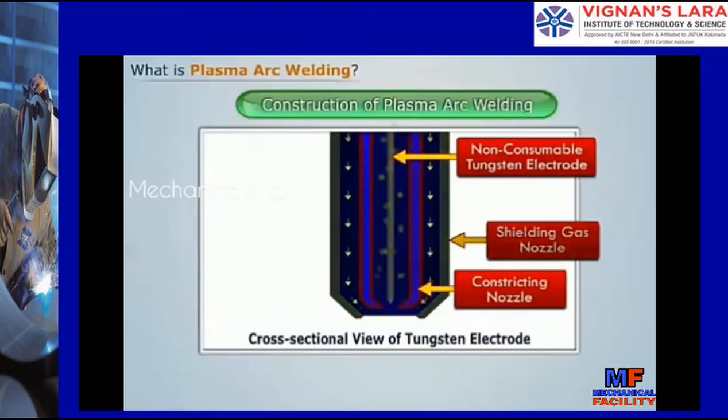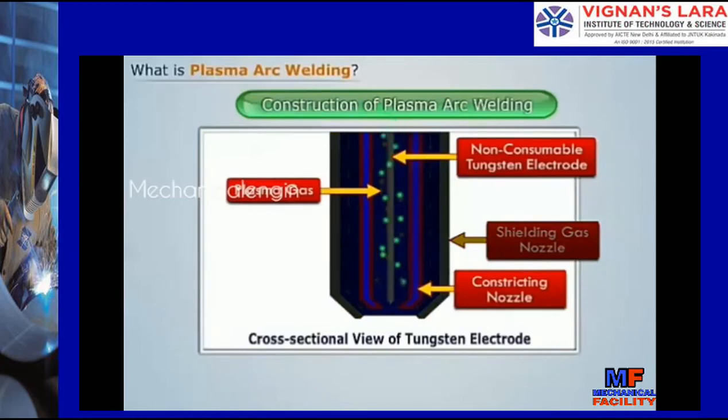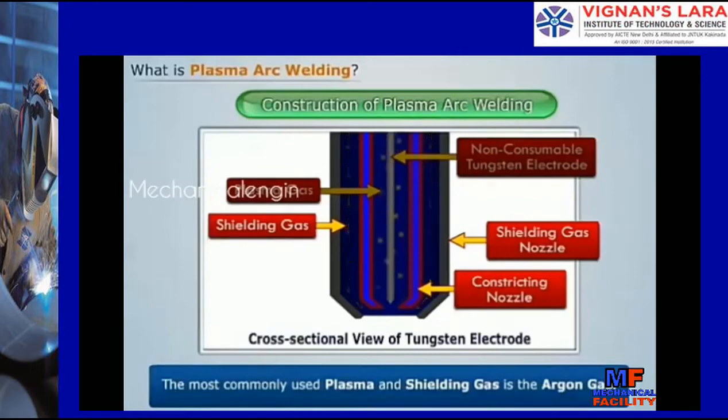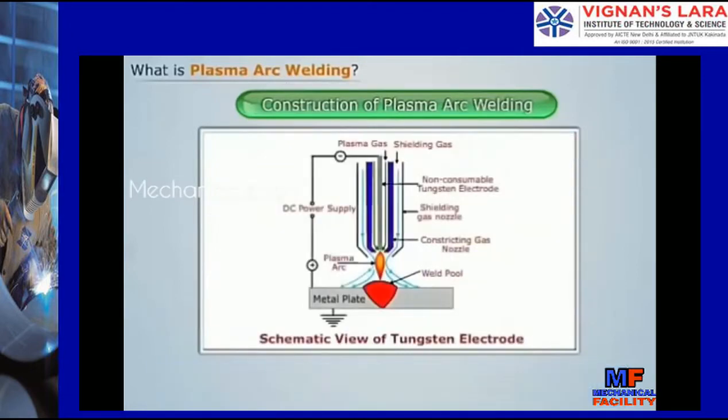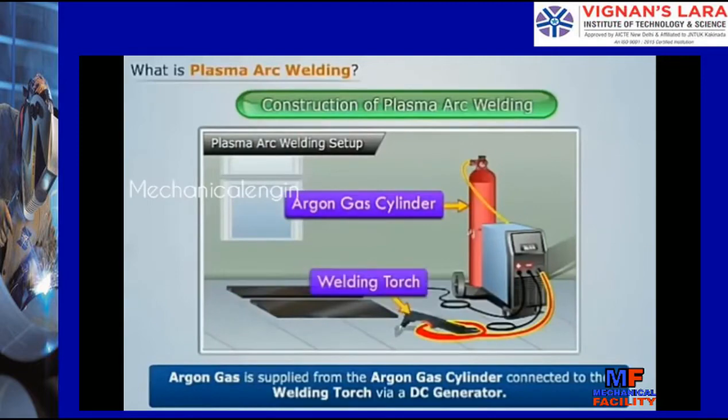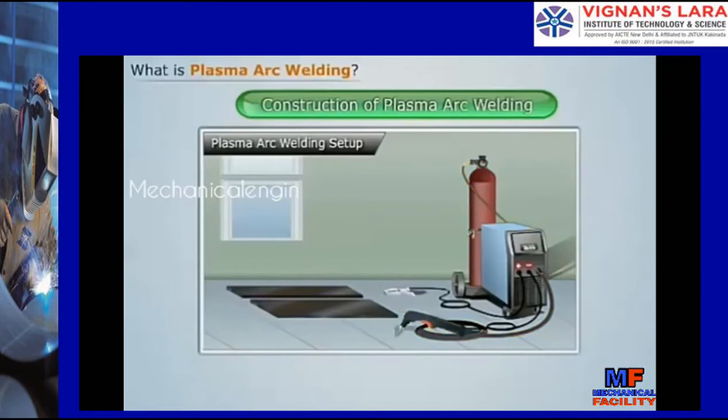Plasma gas passes through the gap between the tungsten electrode and constricting nozzle, and shielding gas passes through the gap between the constricting nozzle and the shielding gas nozzle. The most commonly used plasma and shielding gas is argon gas. Argon gas is supplied from the argon gas cylinder connected to the welding torch via a DC generator. Now let's use this setup to join these two metal plates.